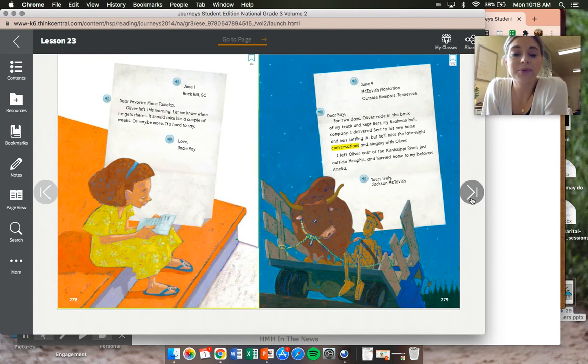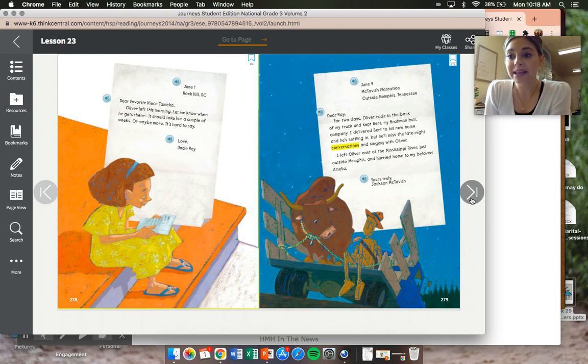Today we're going to be working on sequencing events. Sequencing events is when we tell the order of things that happen in a story. You sequence events every day in your life. Most of the time it's things that you do at home or at school. Maybe in the morning, the first thing you do after you wake up is go get dressed for the school day. The second thing you do is go downstairs and eat your breakfast. And the third thing you do maybe is brush your teeth, brush your hair, and then head off to school.